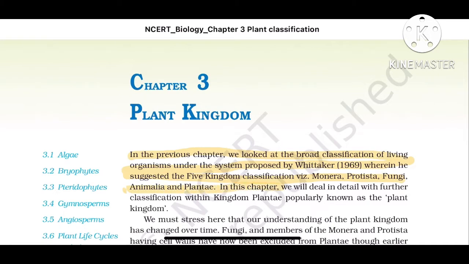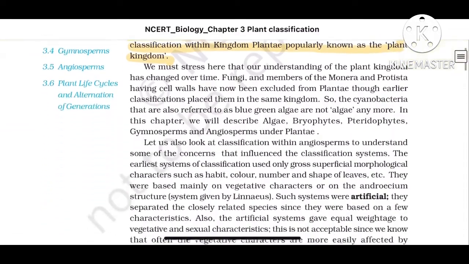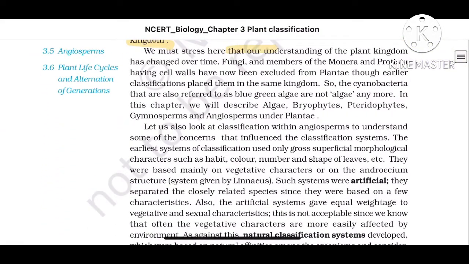In this chapter, we will deal in detail with further classification within kingdom Plantae, popularly known as plant kingdom. We must stress here that our understanding of the plant kingdom has changed over time. Fungi and members of the Monera and Protista having cell walls have now been excluded from Plantae, though earlier classifications placed them in the same kingdom. So, the cyanobacteria that are also referred to as blue-green algae are not algae anymore.